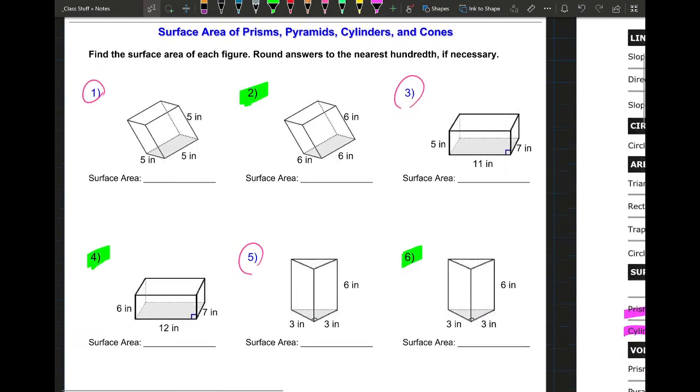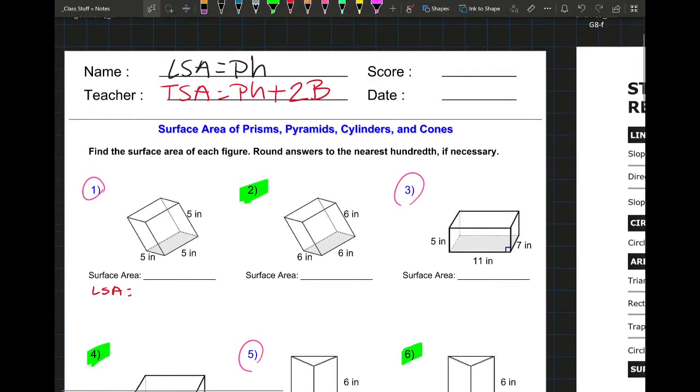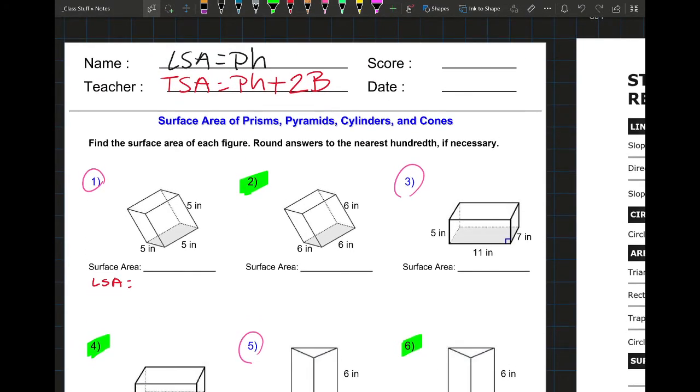So over here, we're going to find the lateral surface area, and we're going to use PH, the perimeter times the height. So this is what you need to do. Every time you have a surface area problem, I want you to draw the base on the side. In this case, it's very simple because, like I said, this is already grayed out. If you draw this on the side, you have to label it. This is 5 and this is 5. They're inches.